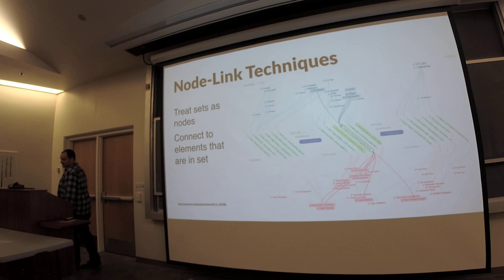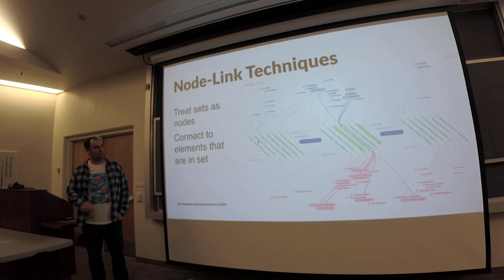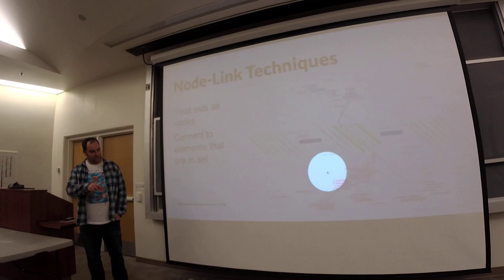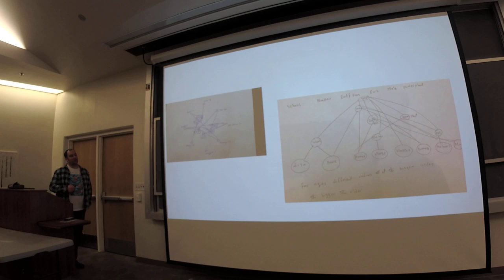You can treat each set as a node and connect to elements that are in that set. So here, for example, there are authors on the top, then papers, which you could think of as the sets, and then keywords for those. You can connect each author to the paper, and then each paper to the keyword. So you can reframe the set visualization problem as a graph problem. And of course, here are some examples of how students have done this.